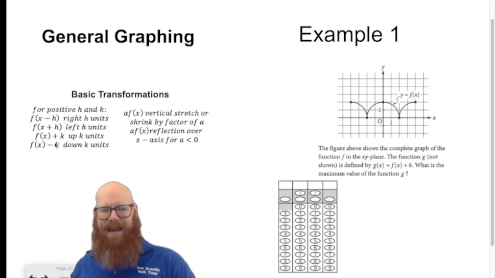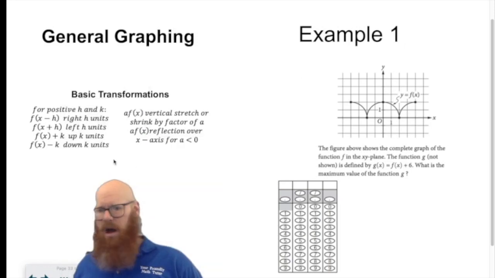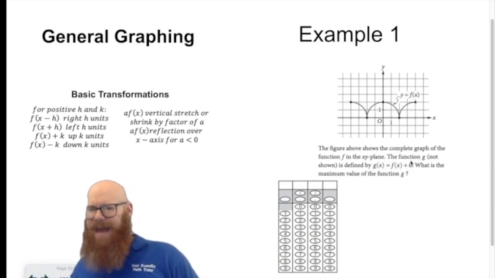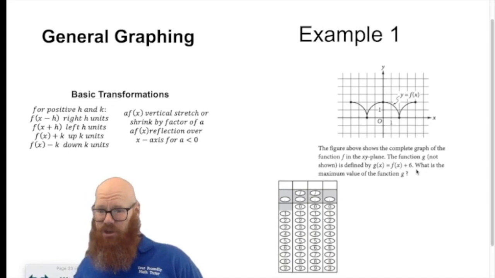And then if we're adding and subtracting things outside of the function, that affects it in the y direction, so that's up or down. Then we've got our vertical stretch when we multiply. Then we've got our reflection whenever we multiply by something that's negative. So let's see how we can kind of put that into action. So here we have a function that's f of x plus 6. And that is plus 6. If we look over here, that is a shift up 6 units.